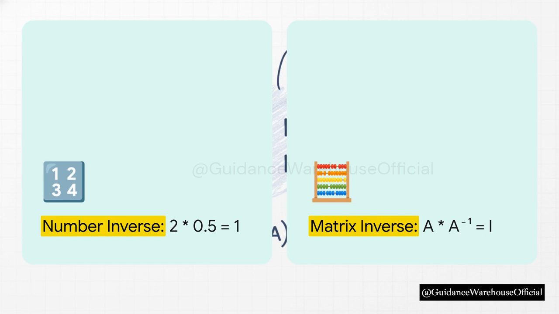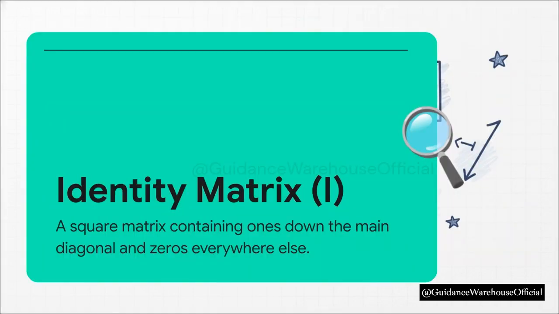Well, the multiplicative inverse of a matrix is exactly the same concept. If you have a matrix A and you multiply it by its inverse, which we write as A to the power of -1, you get the matrix equivalent of the number 1, and we call that the identity matrix. And here is what that looks like.